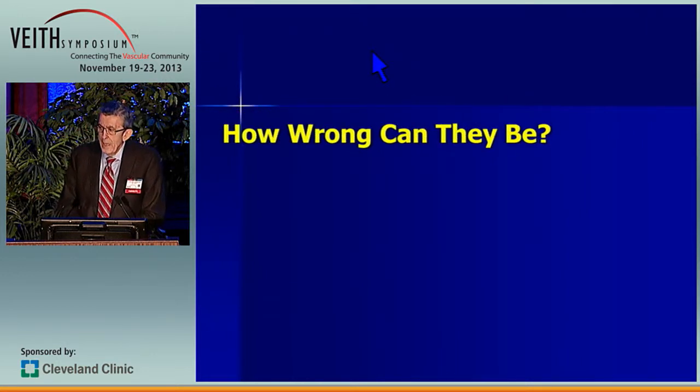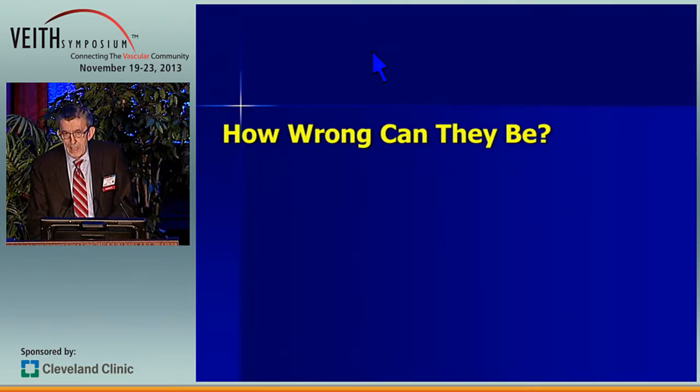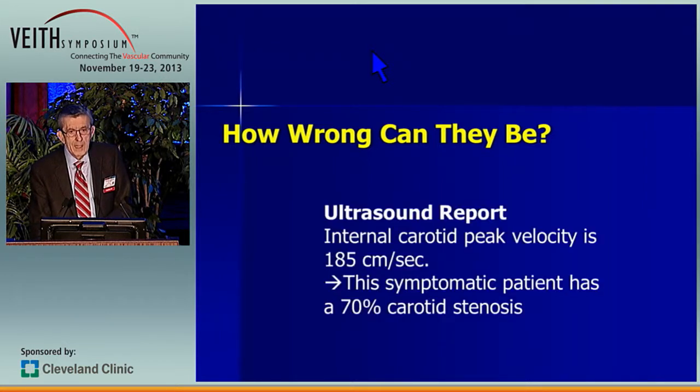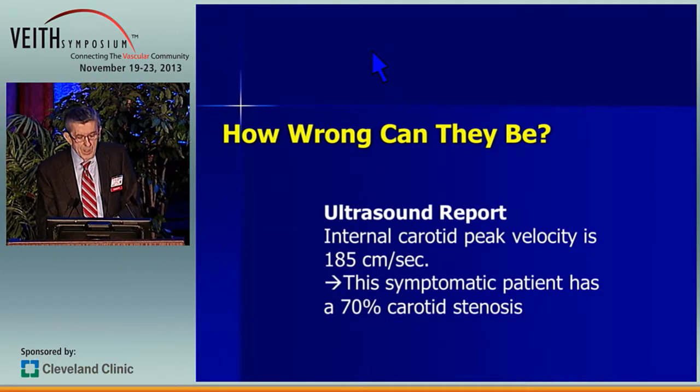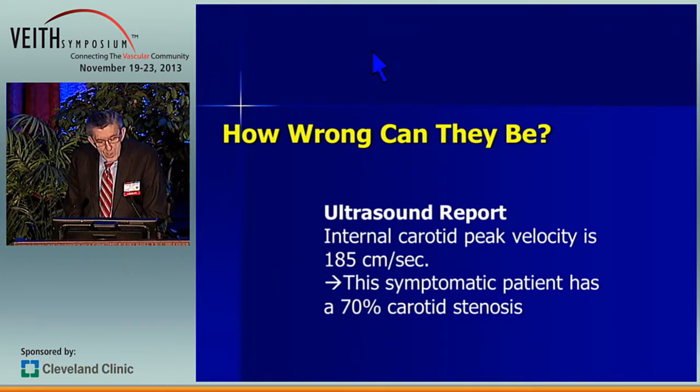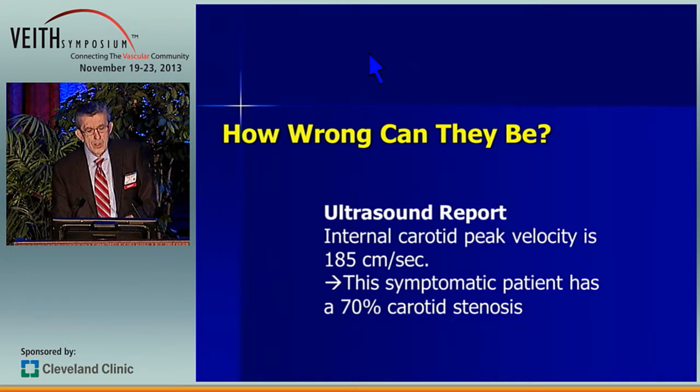So how wrong can our reports be? If we just measure peak velocity, they can be very wrong. There are ways to improve that, and I showed that at the start. So in other words, if your report said that this patient had a 70% stenosis and that was based on one measurement of 185 centimeters per second in your lab or elsewhere, be cautious.